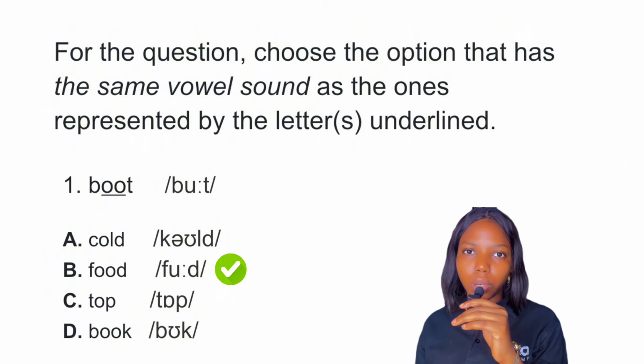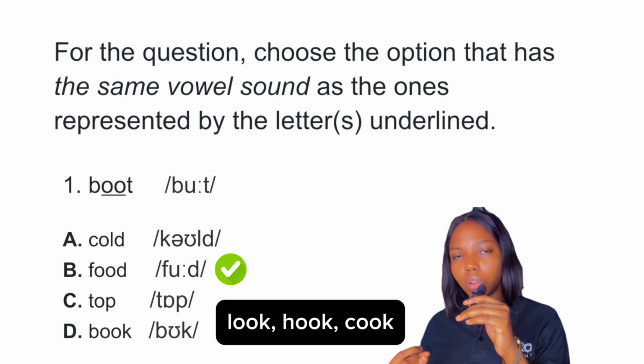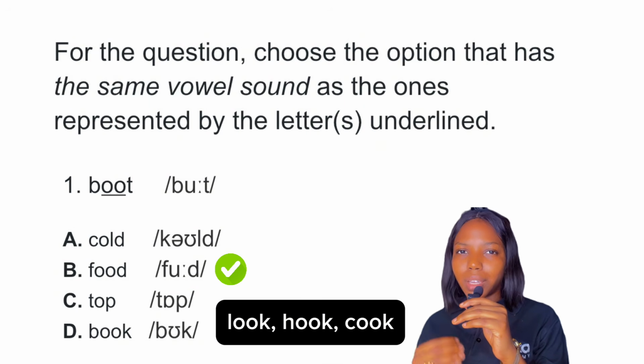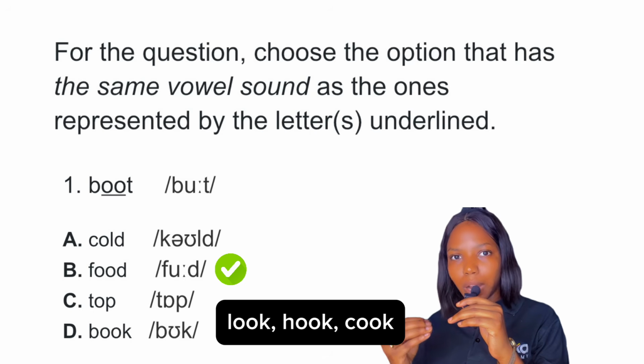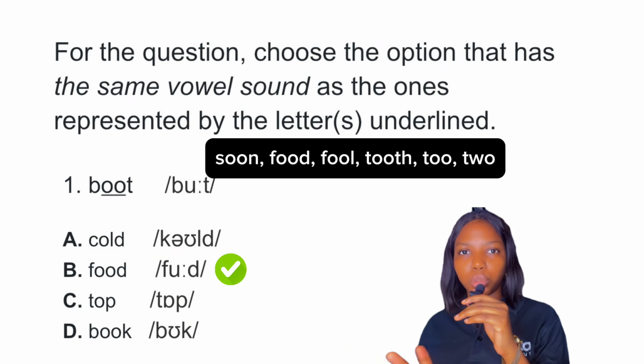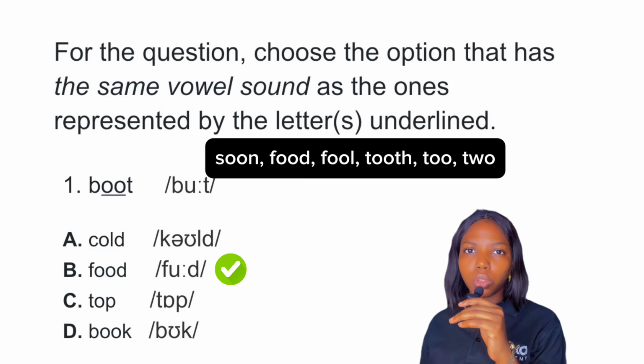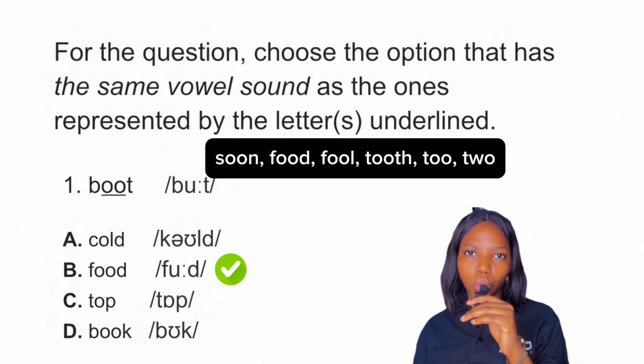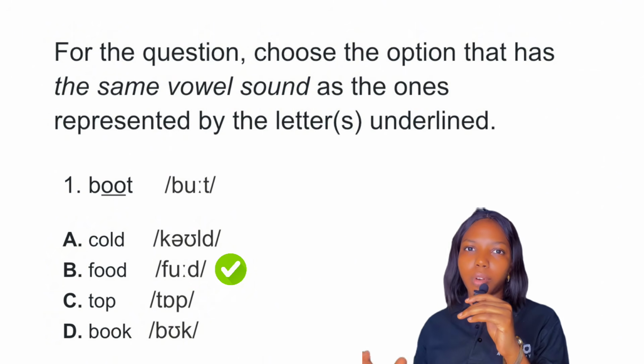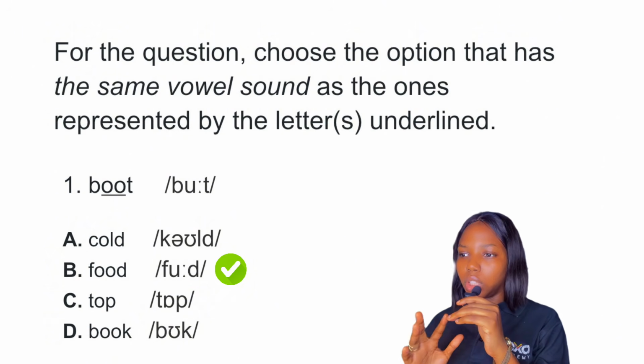Okay, so let me give you more examples. Words like book, look, hook, okay, they have the short vowel sound. While words like soon, food, full, tooth, two, they have the long vowel sound. So final answer to this question is option B.